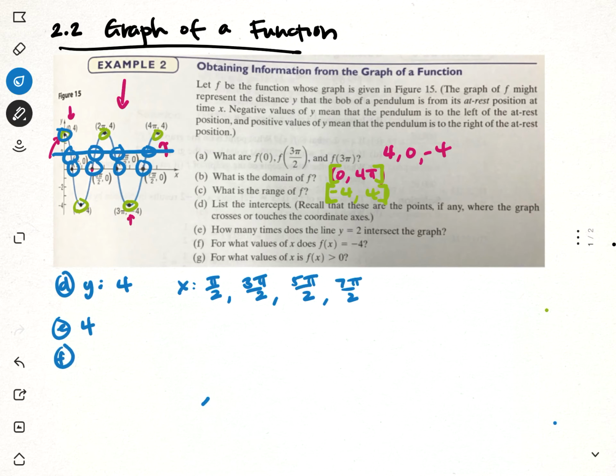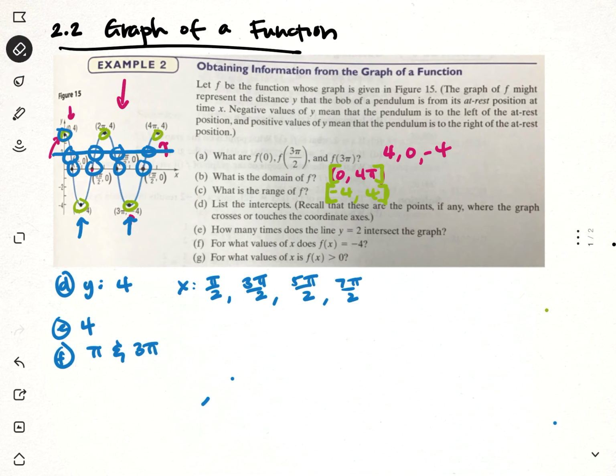Part F is asking us for what values does f of x equal -4. So remember that f of x is another way to say y. So when is y equal -4? It's equal to -4 at these 2 points. So that would be at pi and 3 pi.